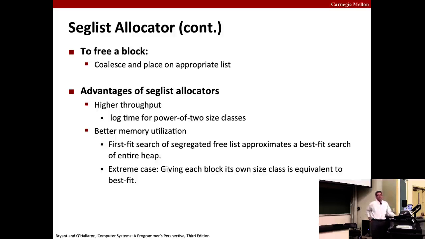Question? Where do you store this array of free lists? You store it at the beginning of the heap. In fact, for your malloc lab, we require you to do that. The reason is that array affects, in some small part, depending on how large it is, your memory utilization. And so it should be at the beginning of the heap.